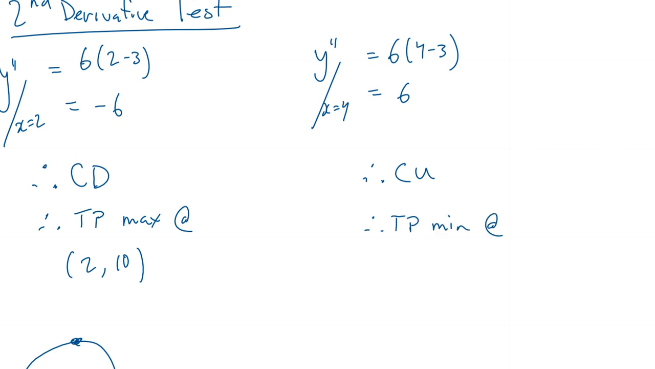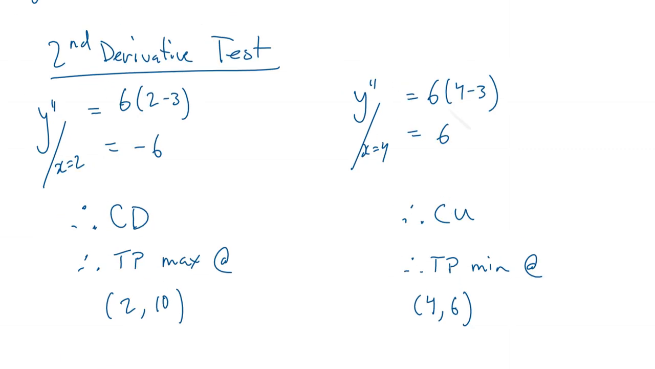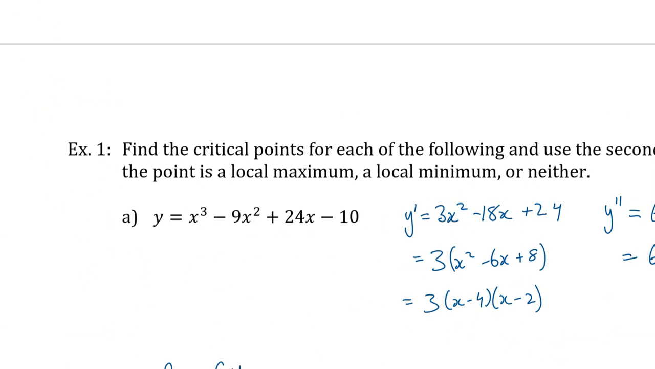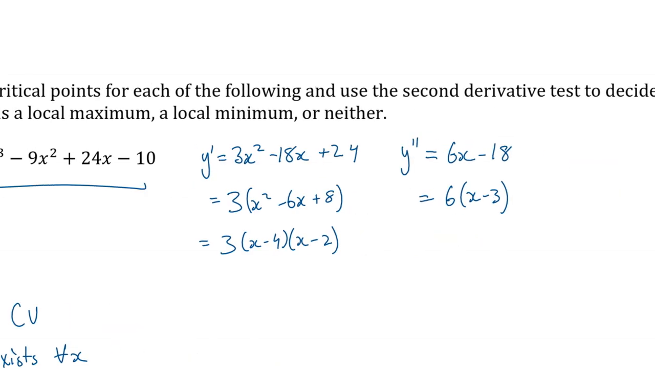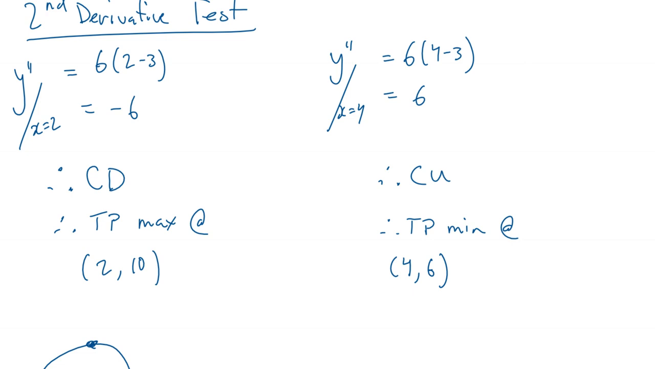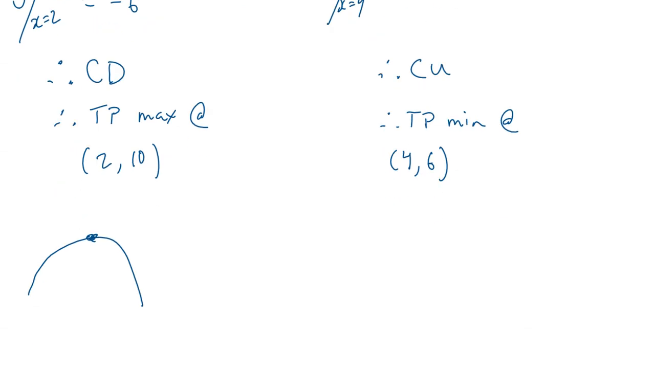Subbing the critical value of 4 back into the original function. You can do this if you want. I'm just going to state it to save some time. So I'm putting it back into that, and I get a y value of 6. This is a concave up region, so I've got a minimum.